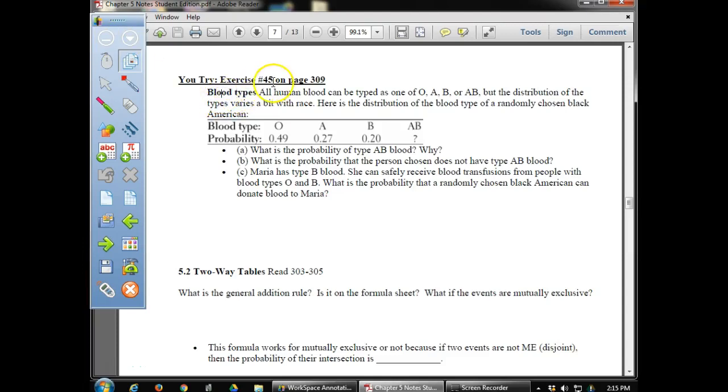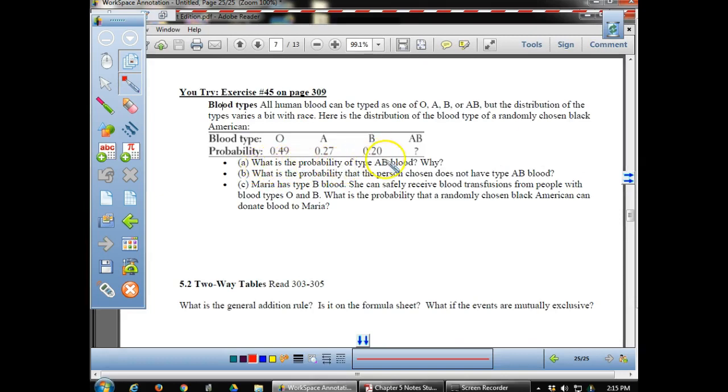Okay, I'd like for you to try exercise 45 on page 309. So what I'd like for you to do is turn the video off, read the problem, and see if you could figure it out, and then turn the video back on and we'll check back in to make sure you got it correct. Okay, so the first question is, what is the probability of type AB blood?